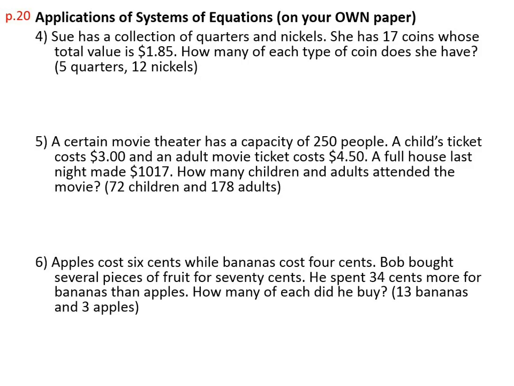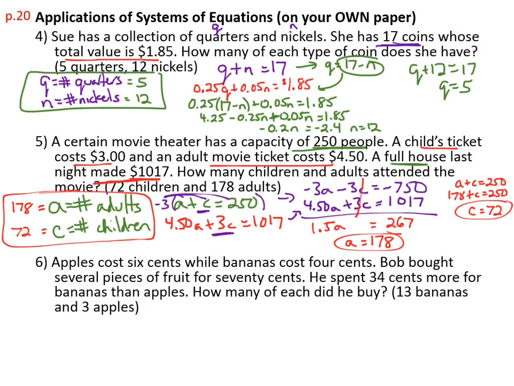Let's see if I can get this back up here. There we go. Let's look at number 6, where we're talking about apples and bananas. If we have apples that cost 6 cents while bananas cost 4 cents, Bob bought several pieces of fruit for 70 cents. He spent 34 cents more for bananas than apples. So how many of each did he buy?